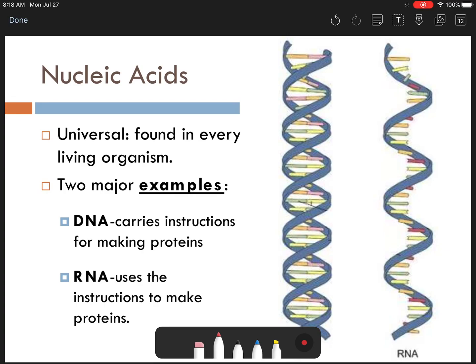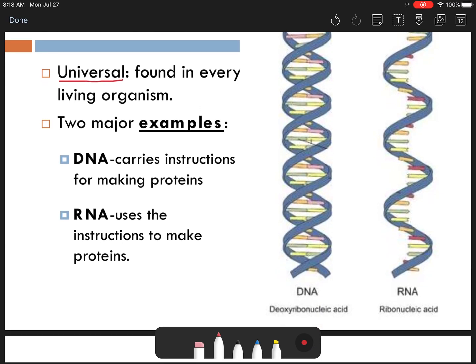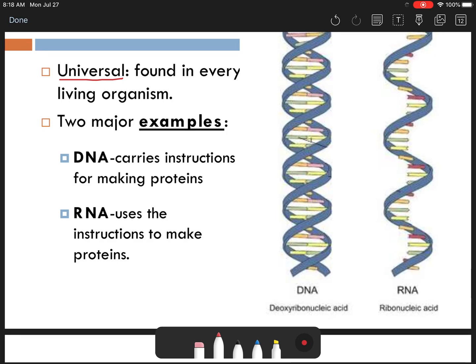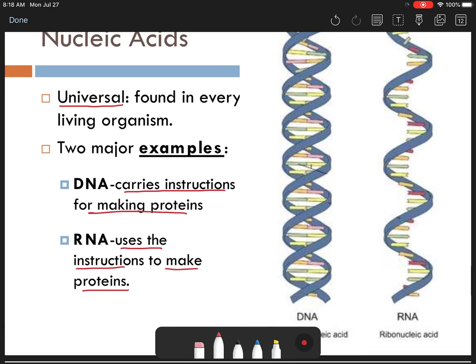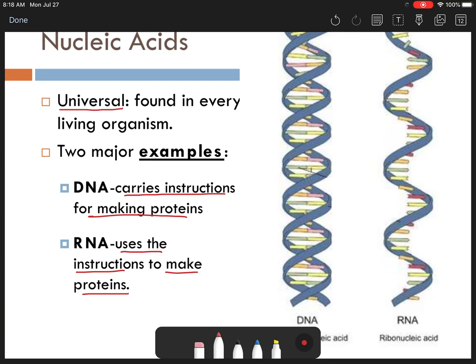Now, the interesting thing about nucleic acids is they are universal. That means they are found in every living organism that's been discovered so far. Usually they'll have either DNA or RNA. Those are the two main examples here. DNA carries the instructions for making proteins, and RNA uses the instructions to actually make the proteins. So they're both related to each other in that way.